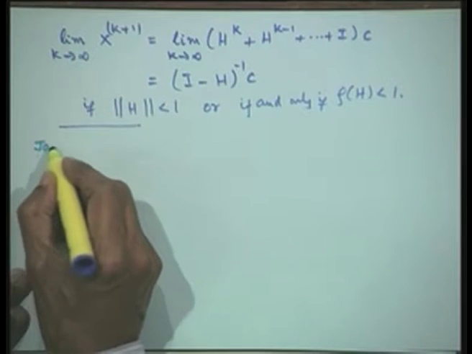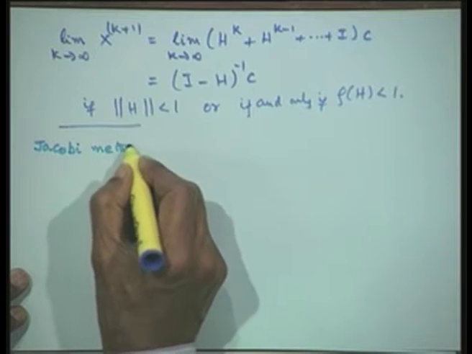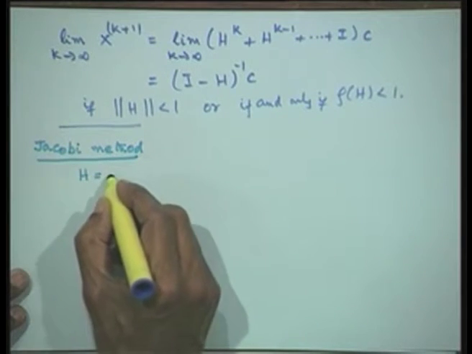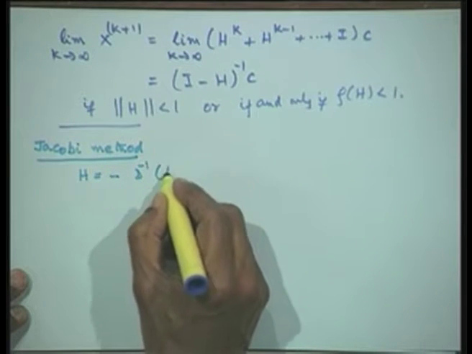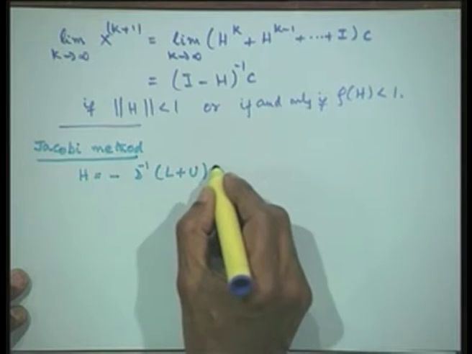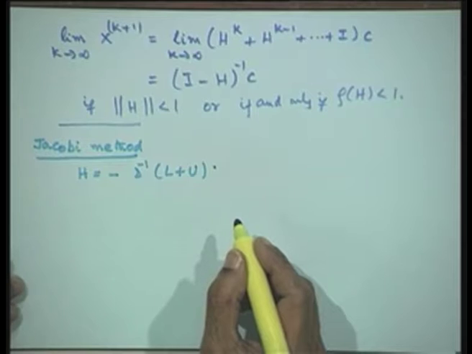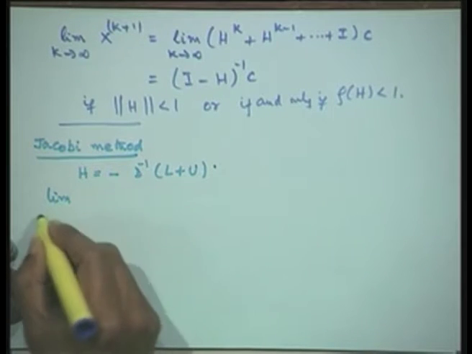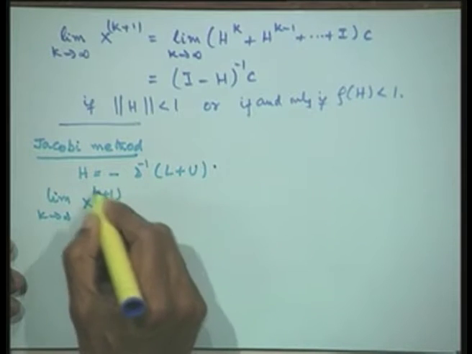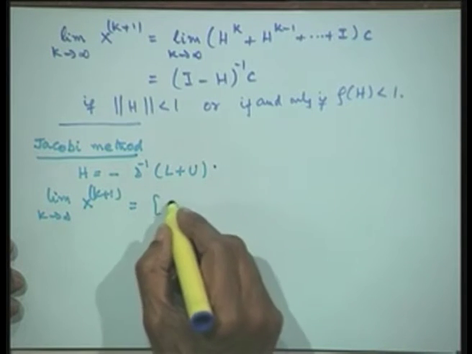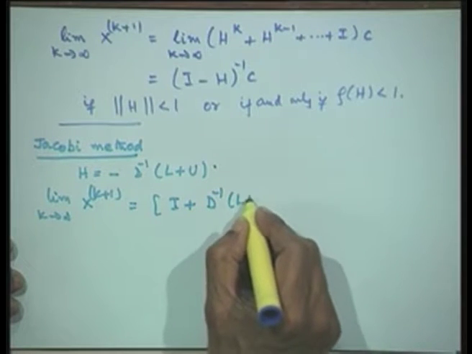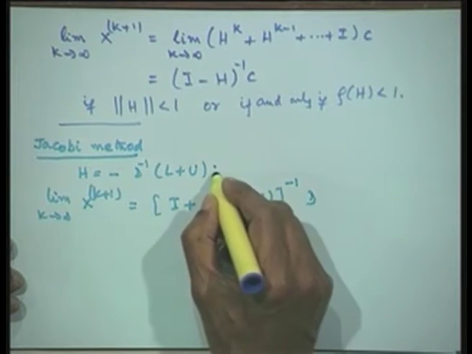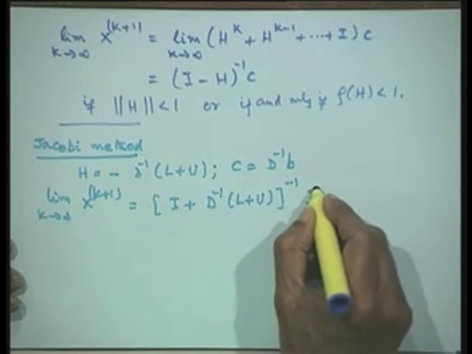Let us take the Jacobi method. Now, h is minus d inverse of L plus u, and this quantity that we have here, this limit, let us write down limit k tending to infinity x k plus 1 is I minus this, therefore, I plus d inverse of L plus u, inverse of it, into C. C was, I can write down C also here, C was d inverse of B.